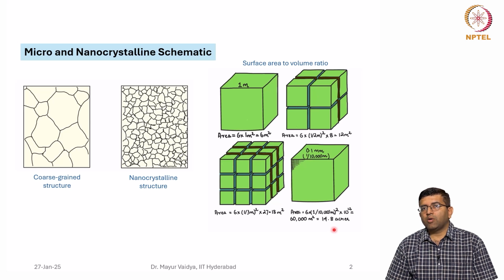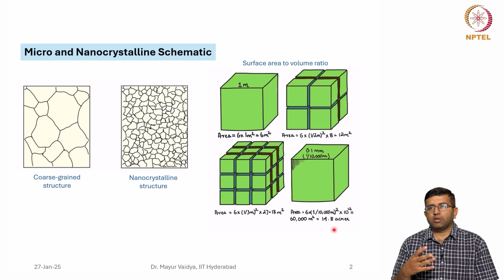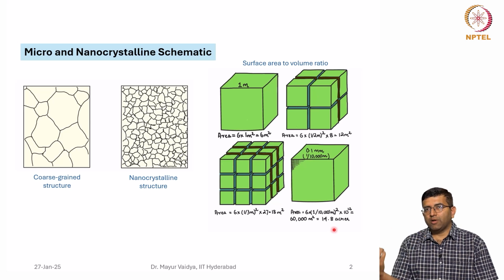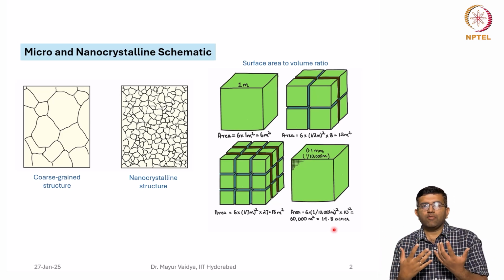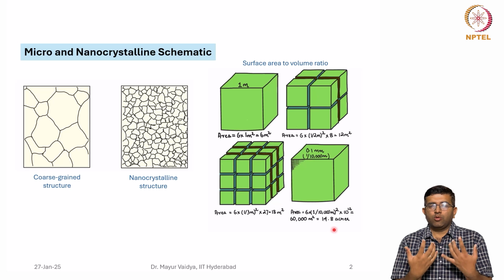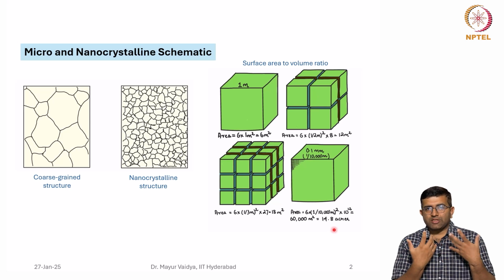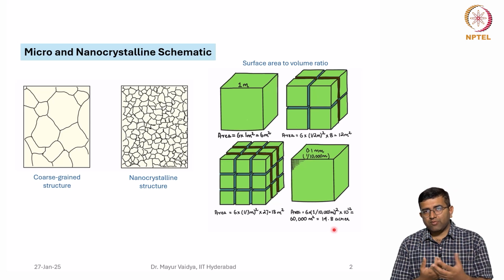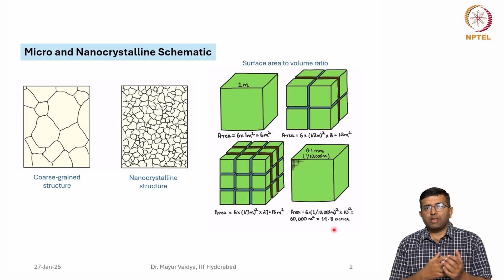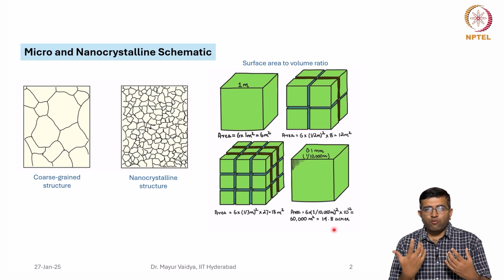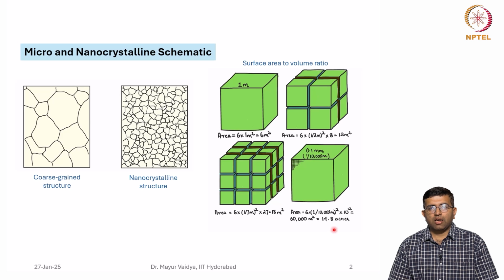So this is the influence when you go to nano: the surface area that you have is so high. You know that surfaces are the reactive centers, and therefore the properties of nanomaterials become distinctly different from their coarse grain counterparts.